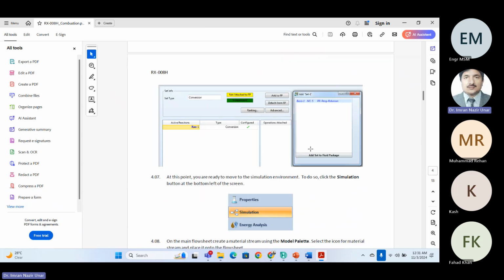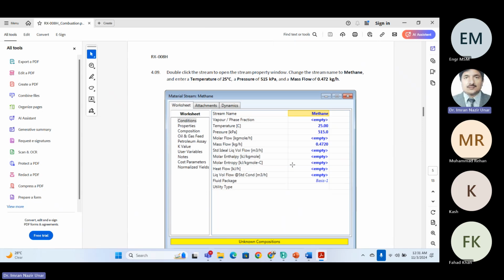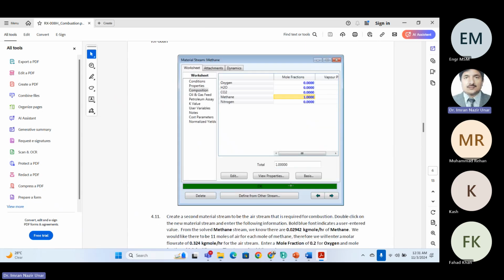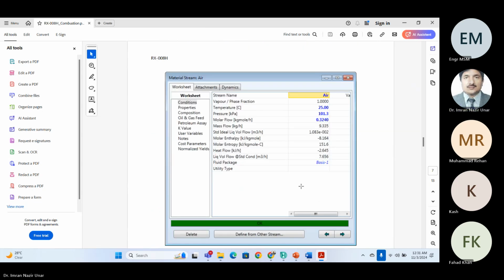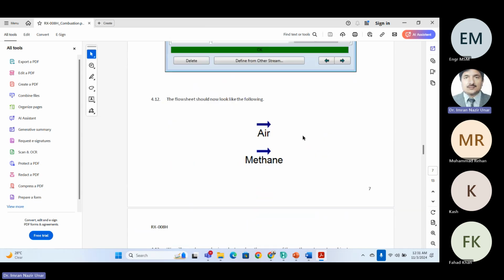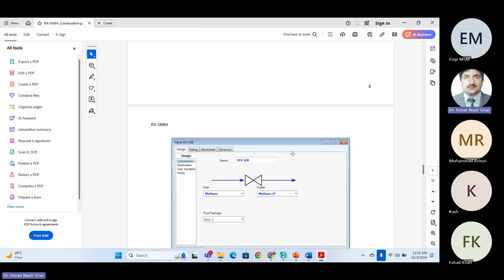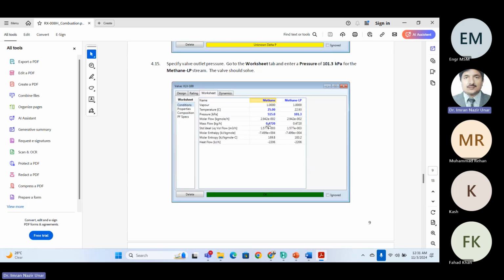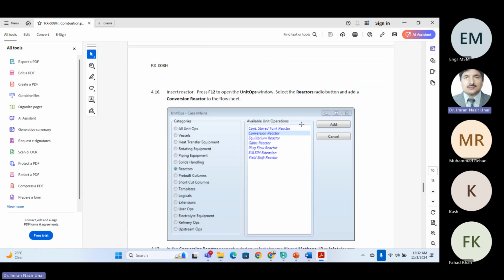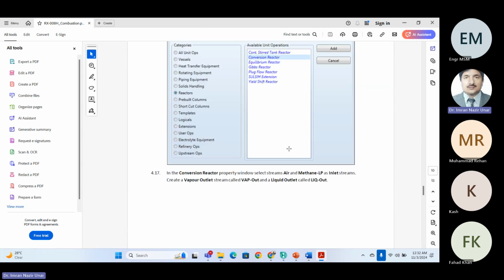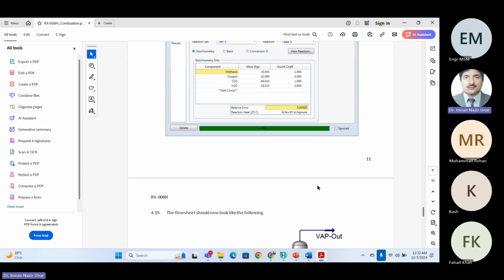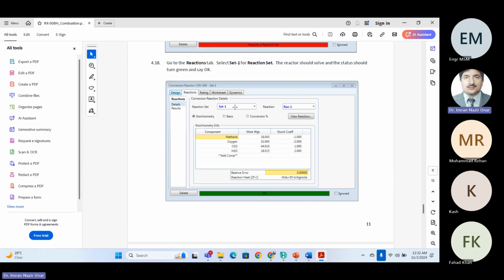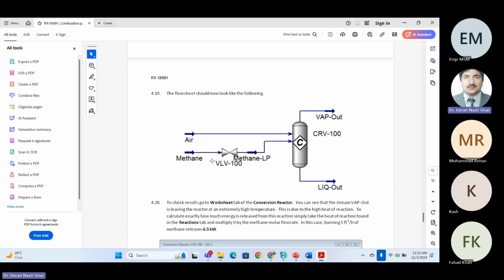We have 100% here. We have a methane stream and an oxygen stream. Okay, they have used air instead of oxygen, and they also involve a valve for maintaining the pressures. It says the reactor is a conversion reactor, and they apply the reaction set in this. Almost a similar kind of flow sheet is there.